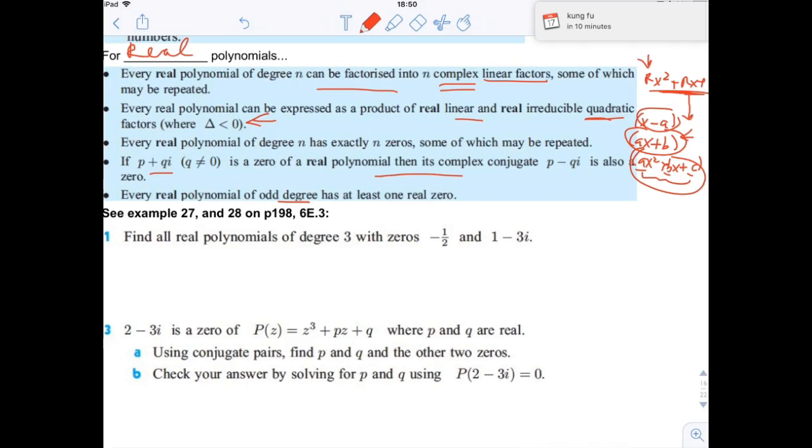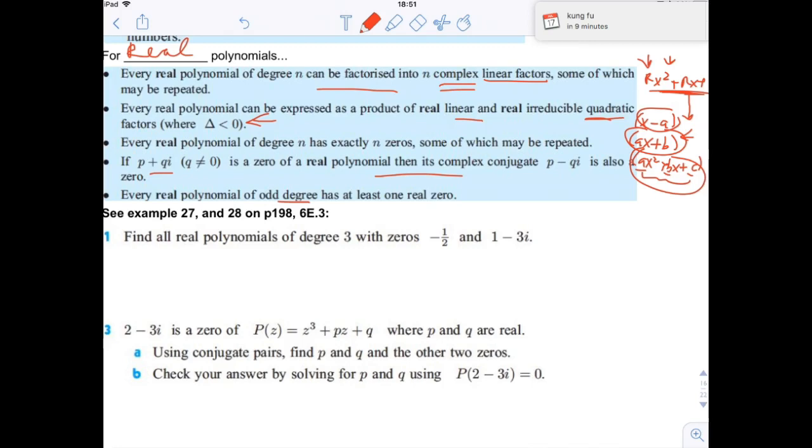So complex roots always come in pairs if the polynomial has real coefficients. And so if you have an odd degree, like x to the fifth or something, that means you have to have at least one real zero because the complex zeros come in pairs. So if they come in pairs and you have 5 roots, then one of the roots is kind of left over.